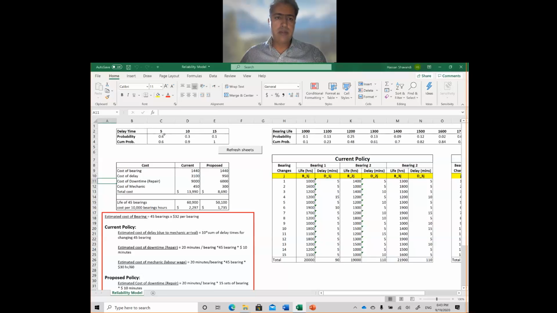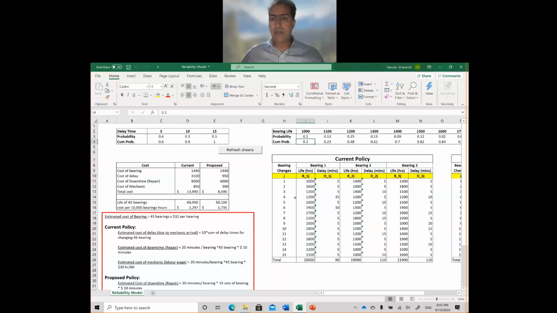So as you see here, for the delay, it could be 5, 10, or 15 minutes. So we have the probabilities. We have the cumulative function or CDF. And for the bearing life, we have the data here, the probability, and the CDF.